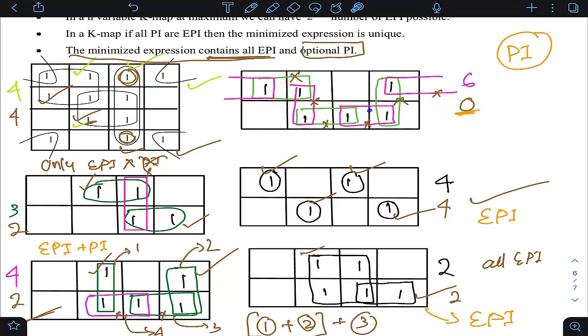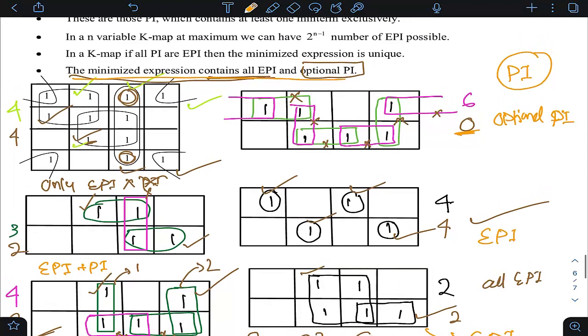So you don't have to take all these 6 PI, right? Even this green color line, if you see, if I am taking these 3 groups, all the min terms are covered. Yes or no? So the minimized expression will contain the 3 green groups. The number of PI is 6. That means in this case I can say that it contains optional PIs. There are no EPIs. So I hope you understood the meaning of this. The minimized expression contains all EPI and optional PI.